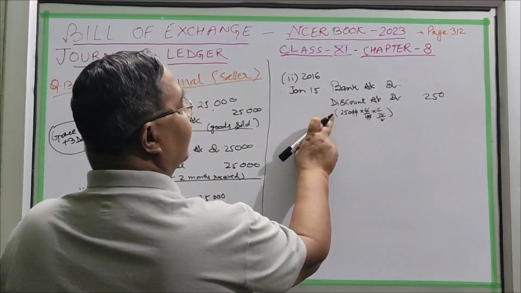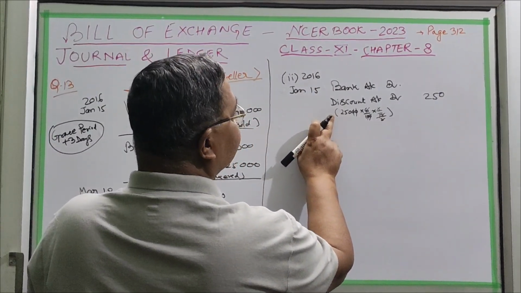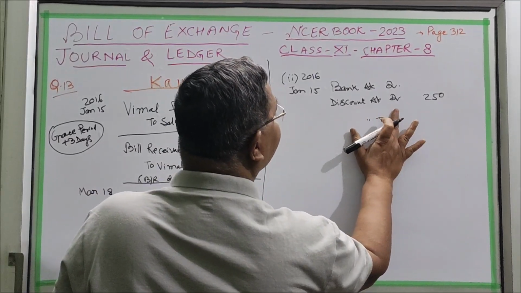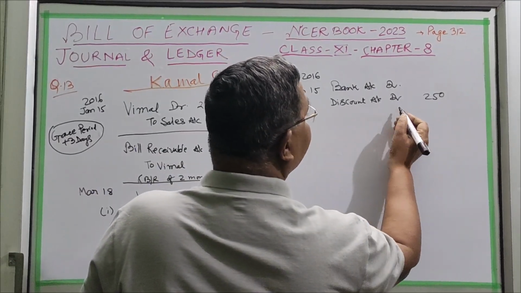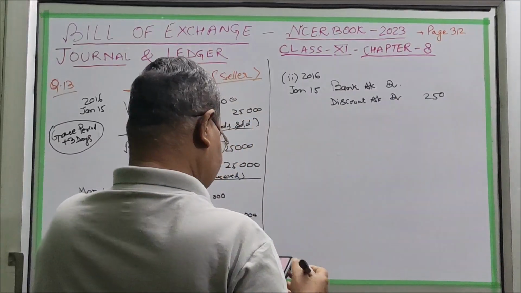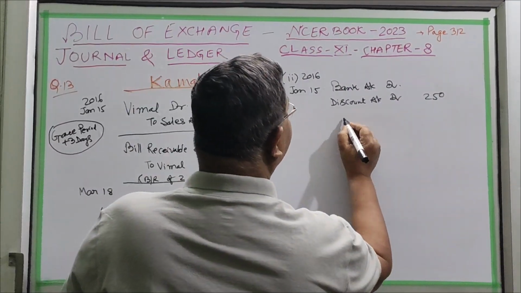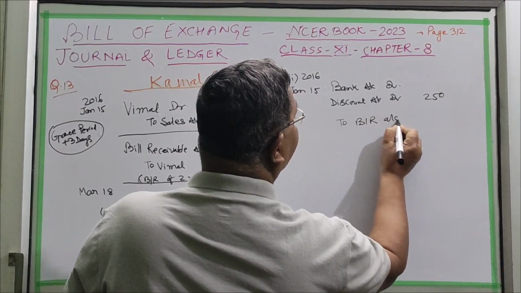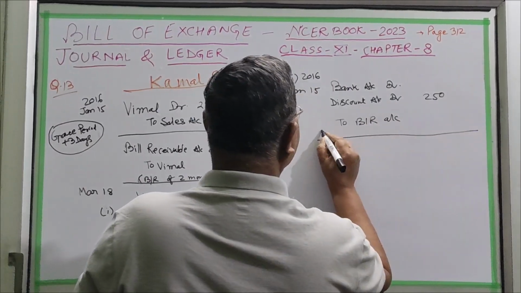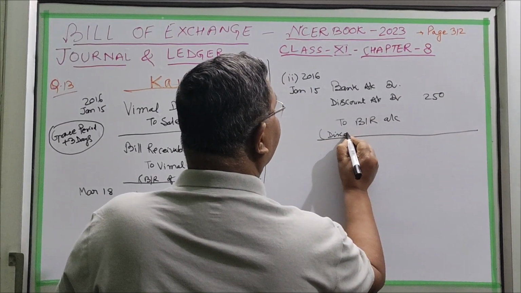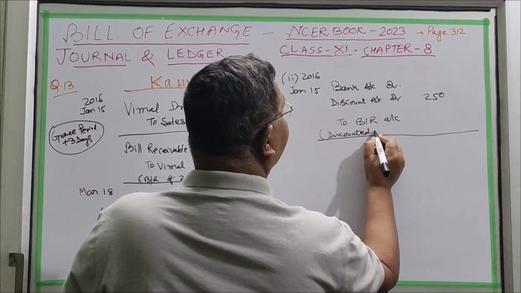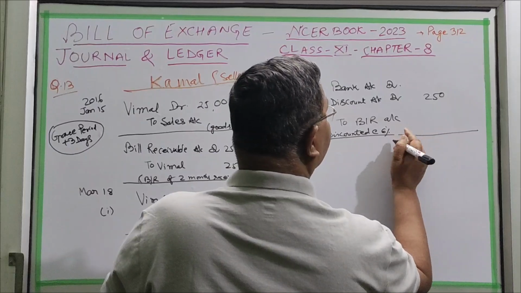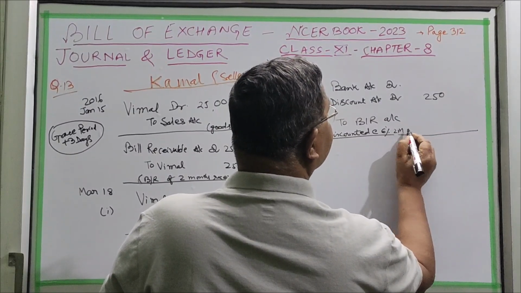This you have to do in rough, not in the journal itself. Just for your explanation, I am doing it. You have to do it in rough. Discount for 2 months at the rate of 6%, and the bill receivable will go, to bill receivable account. Discounted at the rate of 6%, for a 2 months bill.